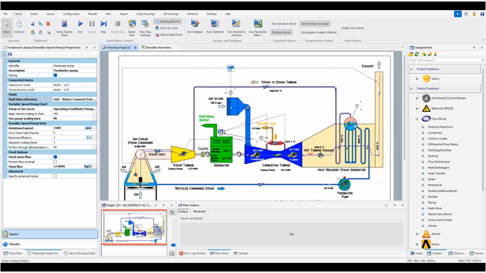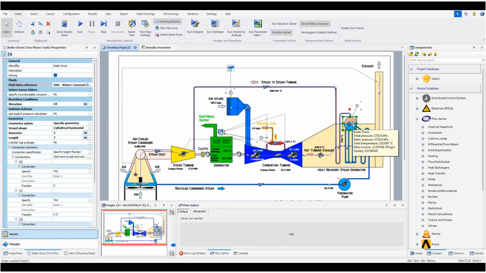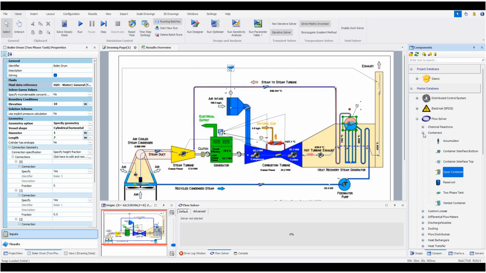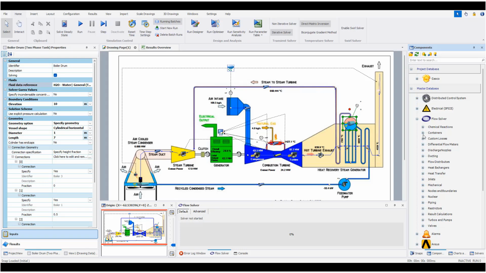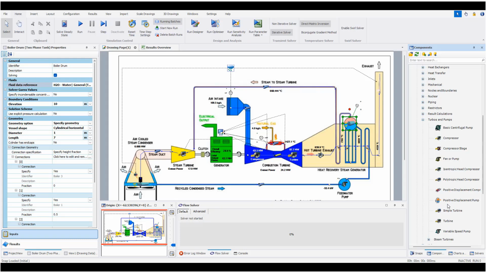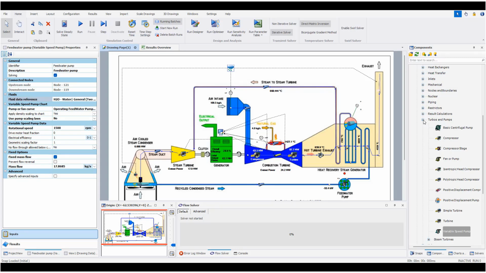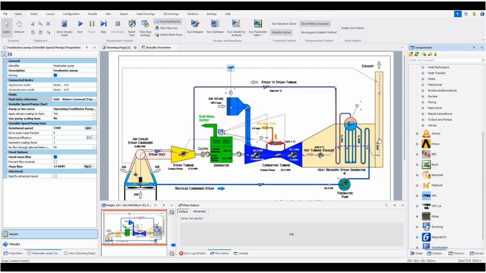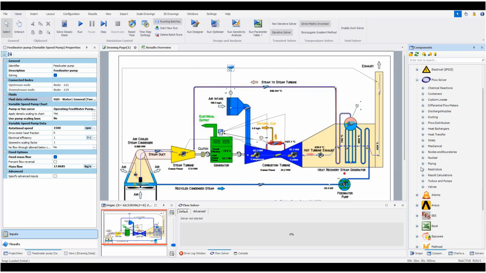If I look at, for example, this two-phase tank, I can come here to the container. Okay, this is the two-phase tank, and for the compressor and turbine, okay, and also pumps. Okay, these are the components. For the compressor we have turbines, and also we have this variable speed component for the pumps. And we have a variety of pipelines here.